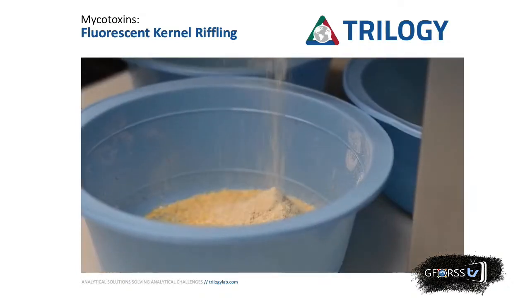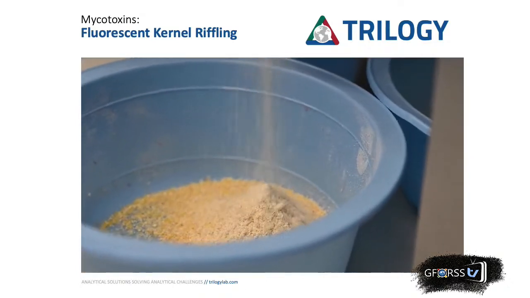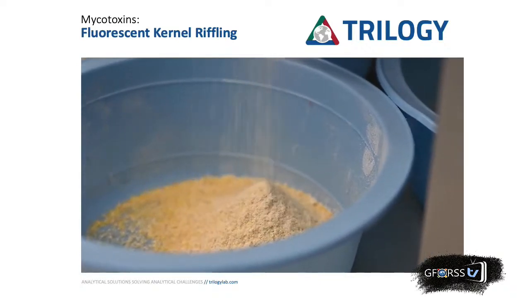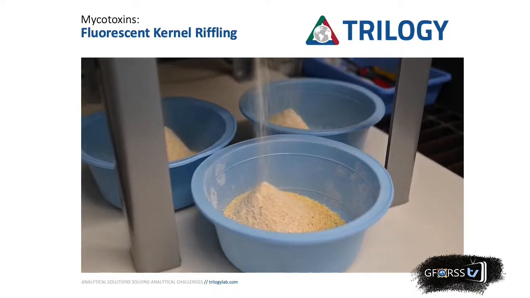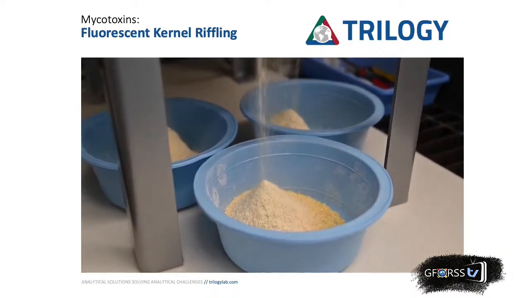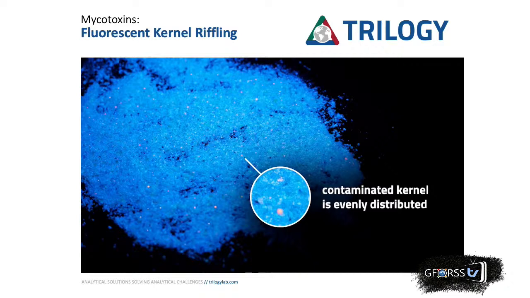Now let's look and see what happens when we finally grind the material. The material that we're grinding is the 5 kernels in 925. We're grinding them to a fine consistency and we're going to subsample. As we can see in this diagram, all of the fluorescent particles of that piece of corn or those pieces of corn are evenly distributed.